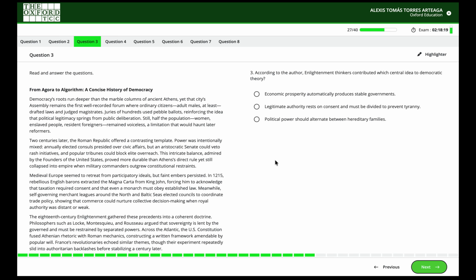According to the author, Enlightenment thinkers contributed which central idea to democratic theory? Economic prosperity automatically produces stable governments. Legitimate authority rests on consent and the ability to prevent tyranny. Political power should alternate between hereditary families.